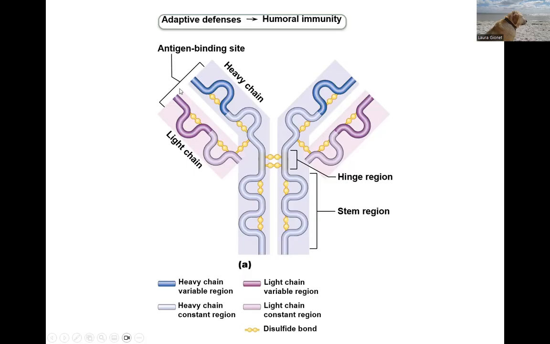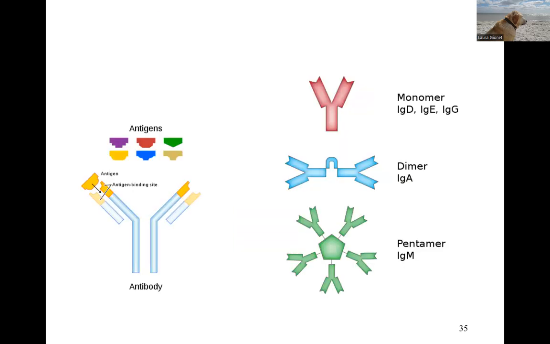At that variable antigen binding site, you will have the specific keyhole for the key to fit into. So we want this to have a shape complementary to the antigen, so that we have a lock and key mechanism. And that variable end at the tips of the Y is going to change. Over here on the left-hand side, we have one of the monomers. It kind of looks like a Y, right?